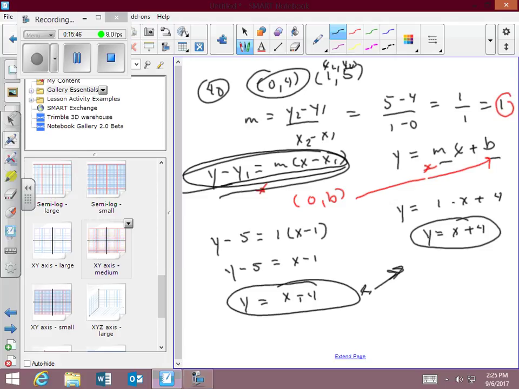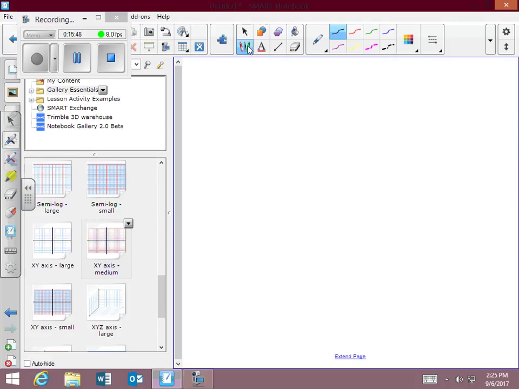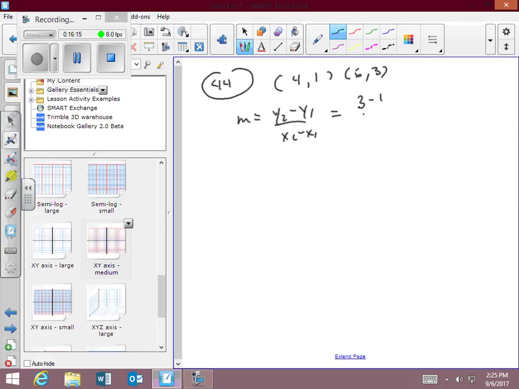Okay, I'm going to do 44. Here's 4, 1, and 6, 3. So we have to calculate the slope first, right? y2 minus y1. And I'm going to use the second point as the 2's. So it'll be 3 minus 1 over 6 minus 4. So it's going to be 2 over 2, and we've got the slope of 1.